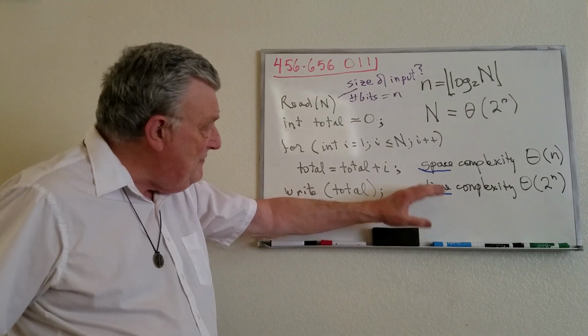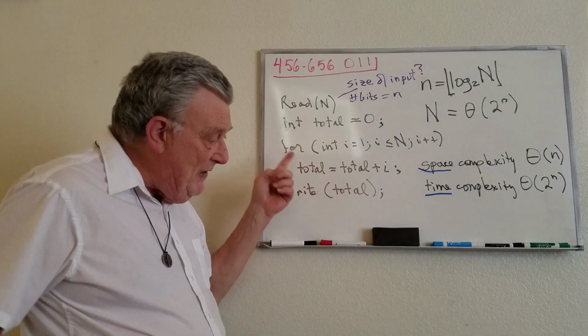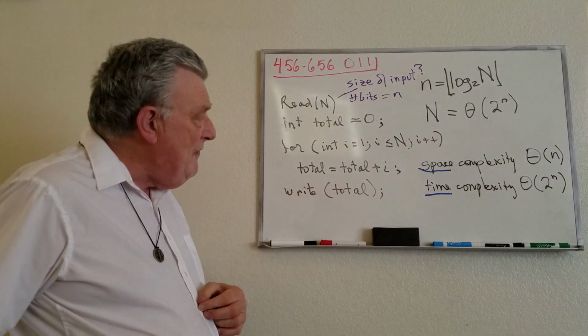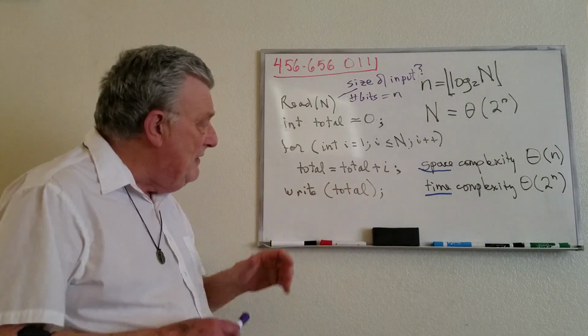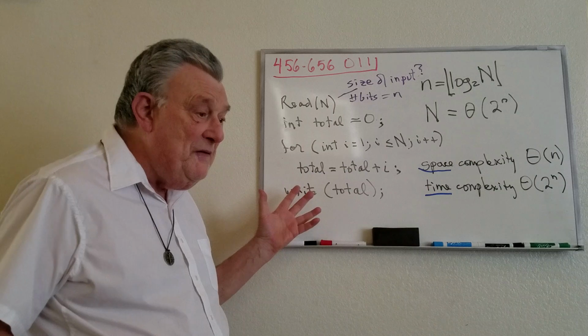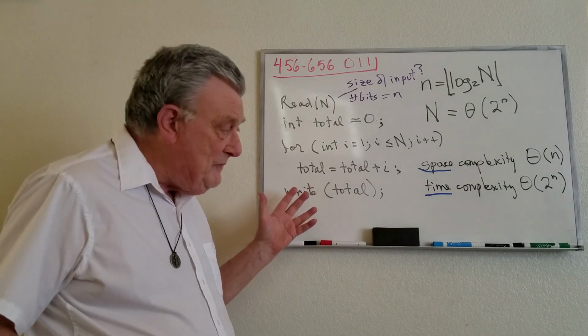So you would say, well, isn't this O of n? Well, yes, O of capital N, but capital N has exponential size in terms of little n. On the other hand, the space complexity of the program is theta of little n. So this is an example of a program that is PSPACE, but is not polynomial.